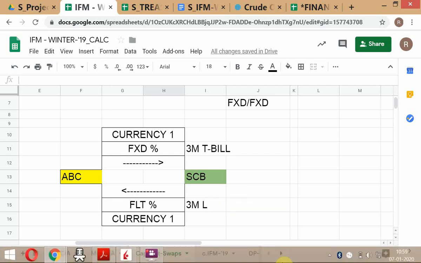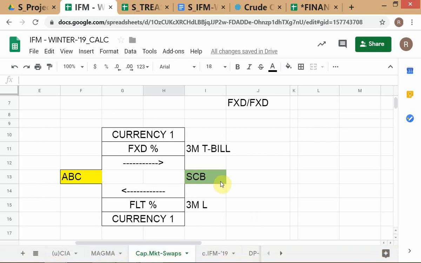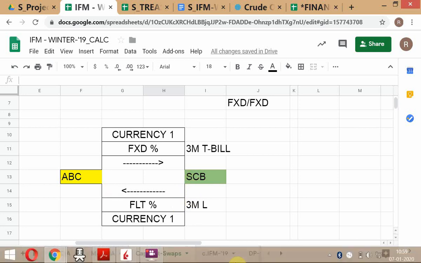ABC is the company, and SCB is, say, Standard Chartered Bank. There are going to be two counterparties in a market transaction, pretty obvious. Now there are going to be some flows. There'll be a fixed period of time, could be 3 years, 5 years, 10 years, 20 years, whatever. And there are going to be periodic exchanges of interest payments. In this particular example, ABC is making a fixed interest rate payment, and Standard Chartered Bank is making a floating interest rate payment.